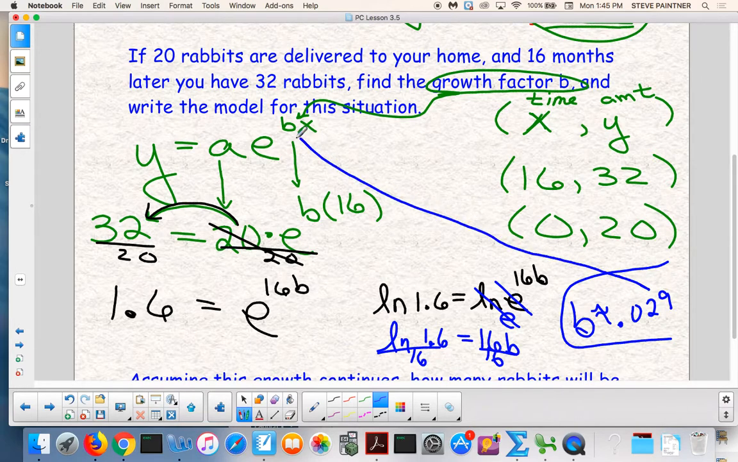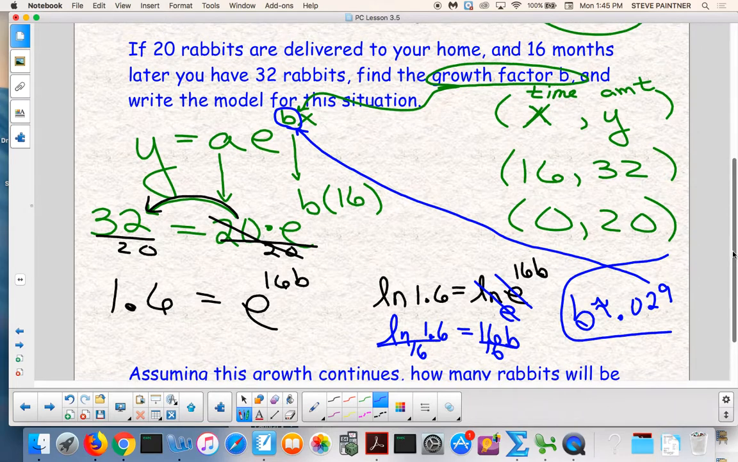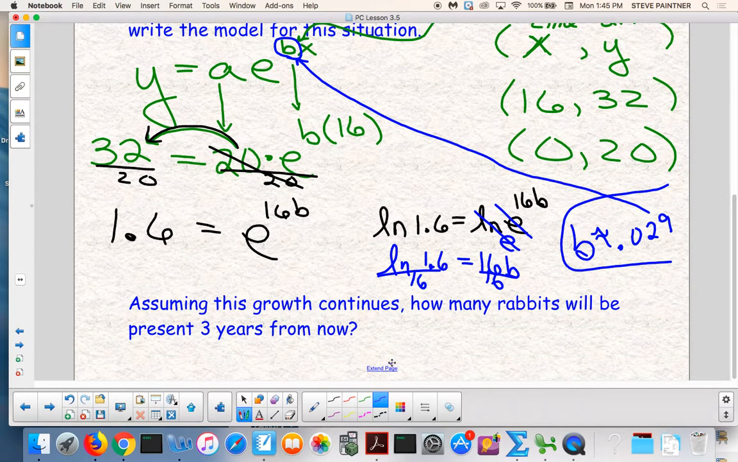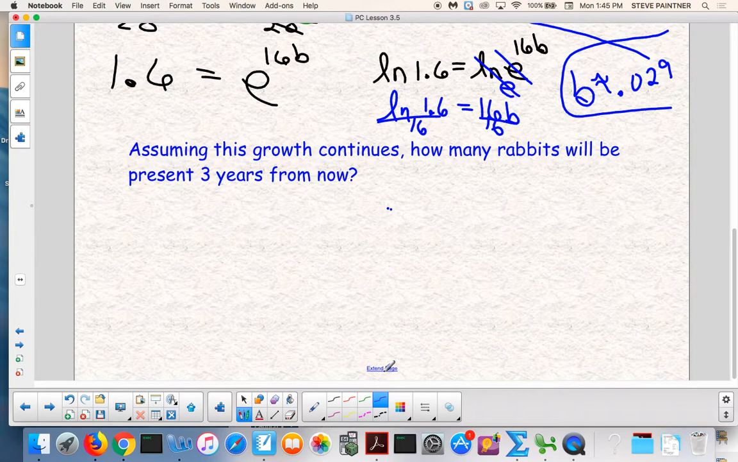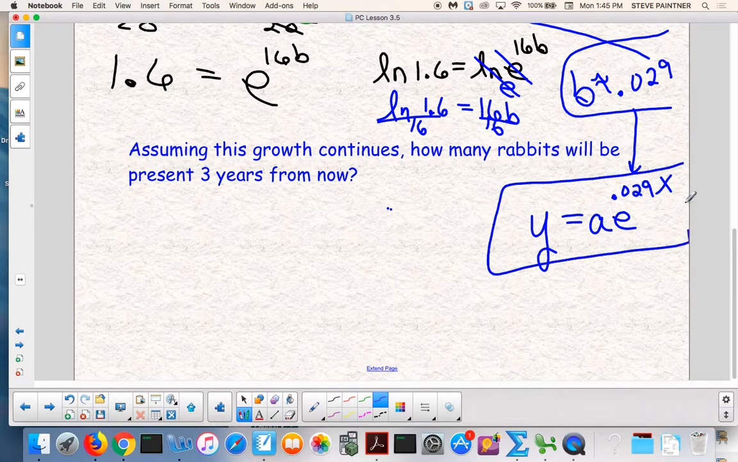You found this right here. You found that number, and that's all they wanted you to find. They said, write the model for this situation. Okay, I'll do that. So the model is, here it goes, y equals a times e to the 0.029x. That's the model. That's a graph. You could graph that and see the picture, but we're not going to.